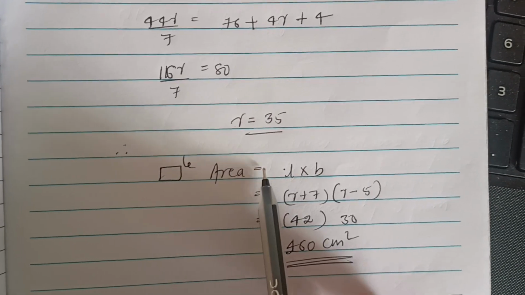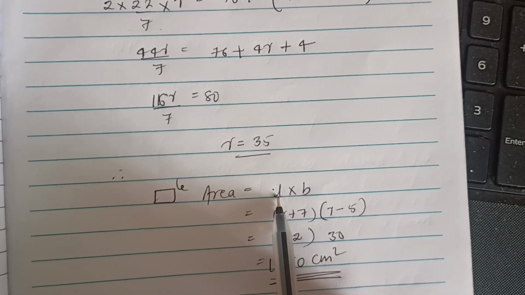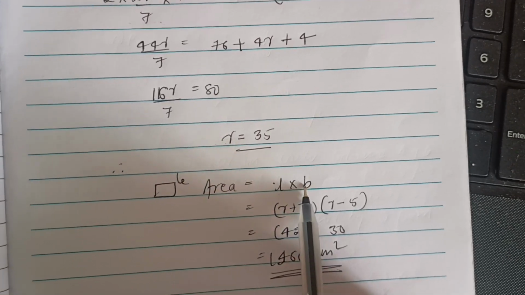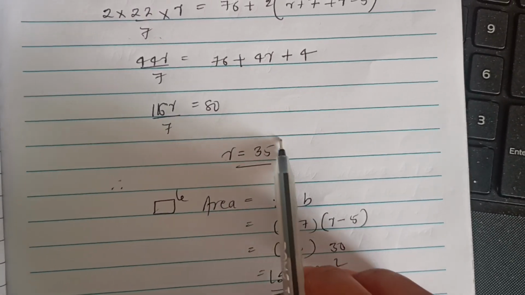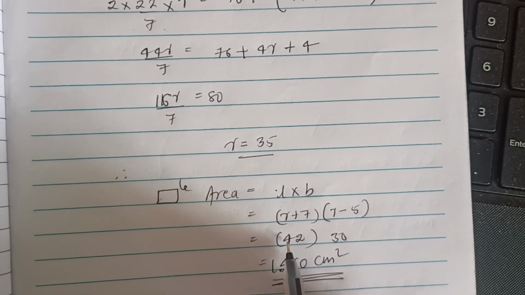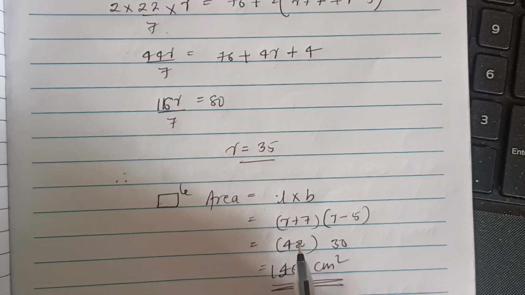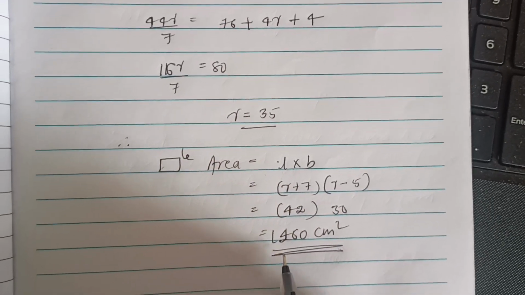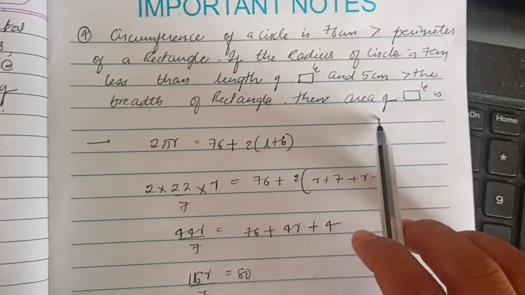Then the area of the rectangle will be length into breadth, and here in place of L we can write R plus 7, and in place of B we can write R minus 5, and we know the value of R is 35. If I substitute this in the formula, 42 into 30, that will be equal to 1260 centimeter square. So that is the area of the rectangle.